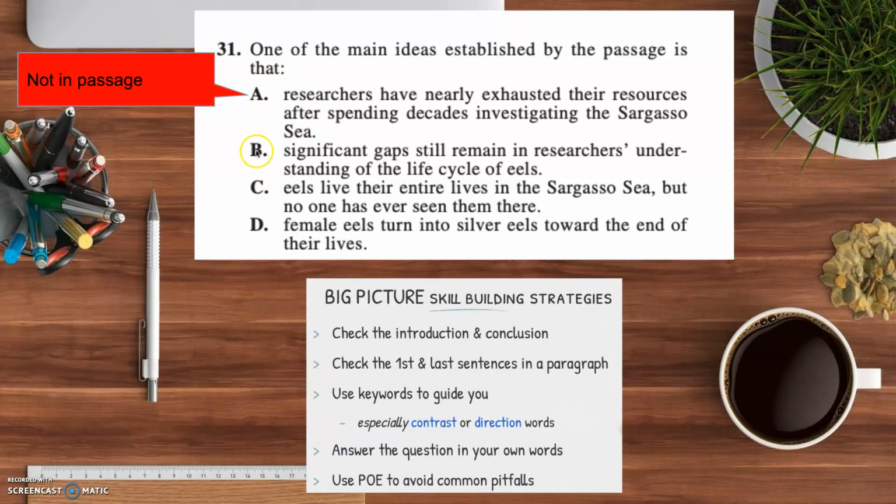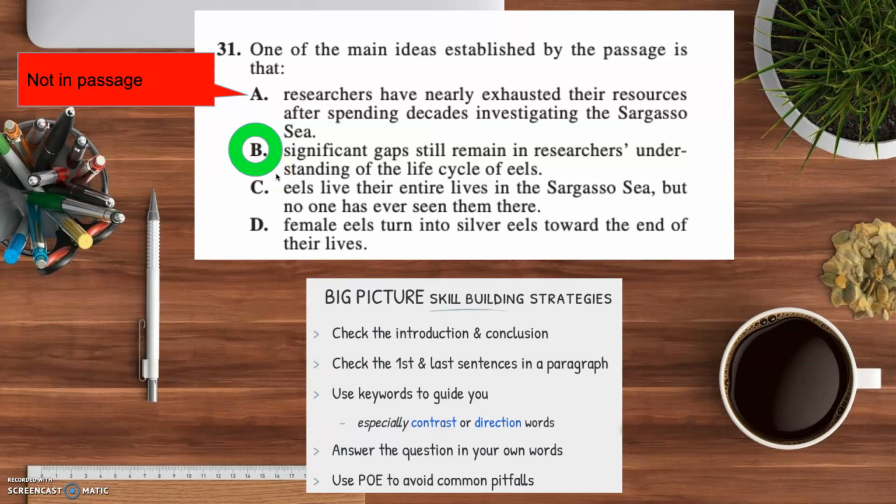One of the main ideas established by the passage is that significant gaps still remain in researchers' understanding of the life cycle of eels. That sounds almost identical to the main idea that I came up with on my own. So I'm going to go ahead and circle this one because I think it sounds right. But just to be sure, we'll go through the last two answer choices to see if we can eliminate them also.